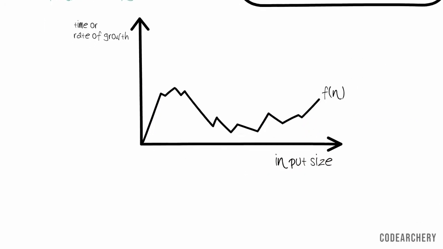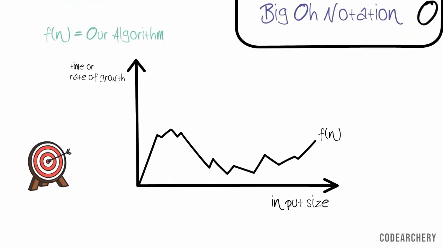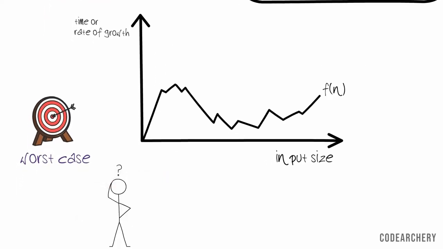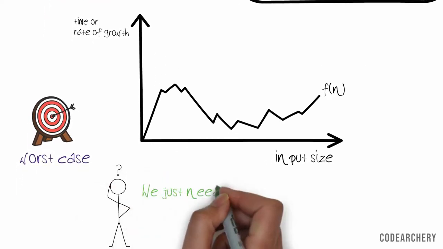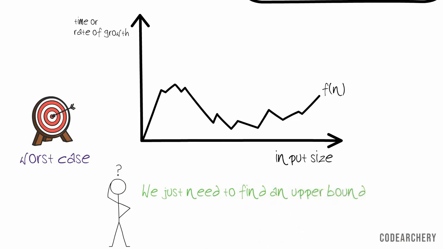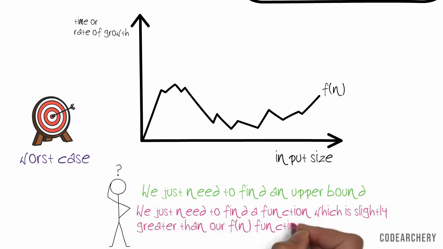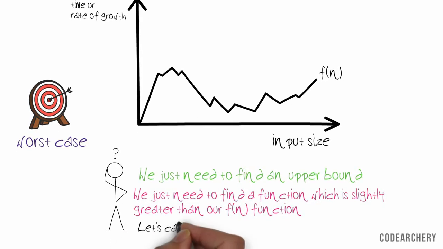Now what is our target? We have to find the worst case complexity. So what will you do? The solution is simple. We just need to find an upper bound, that is, we just need a function which is slightly greater than our function f of n. Let's call it as g of n function.